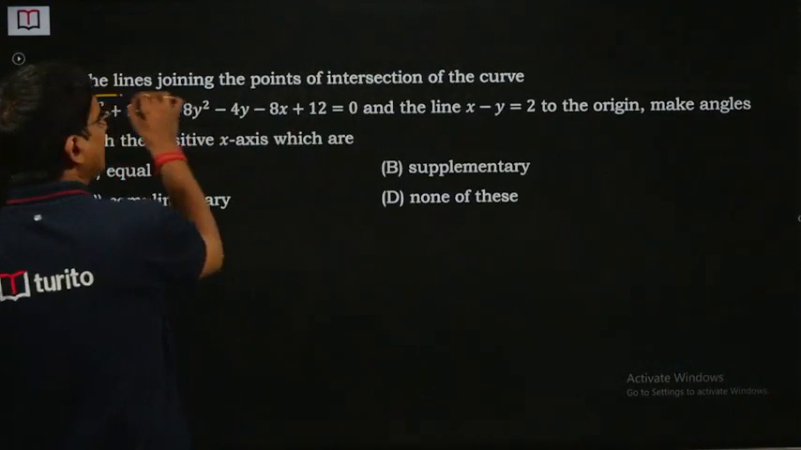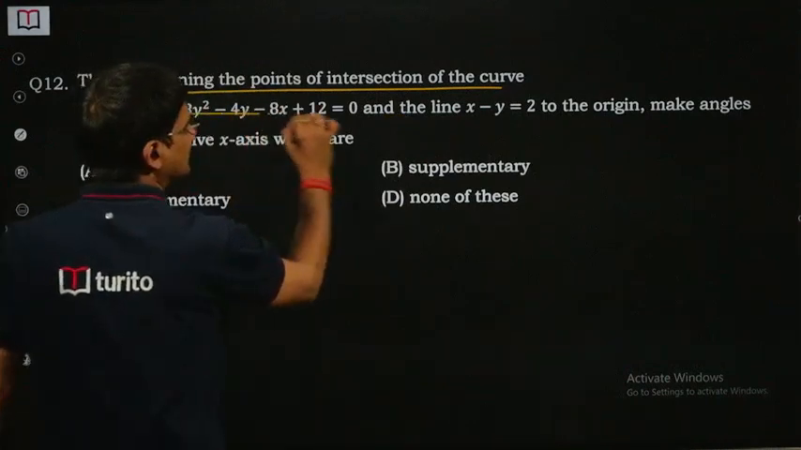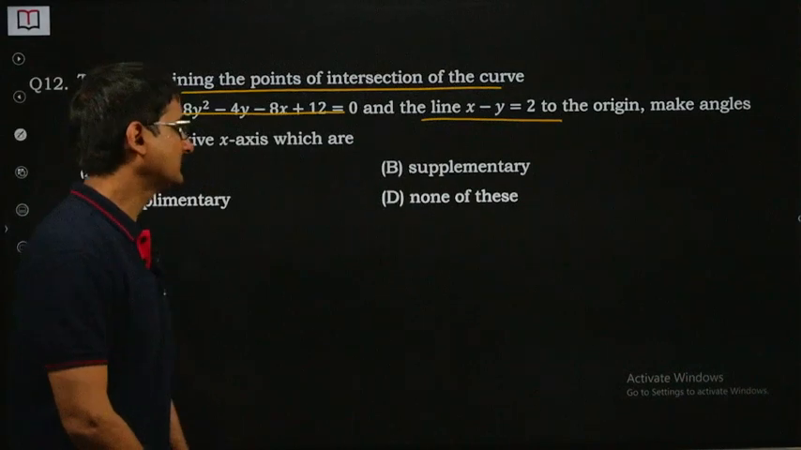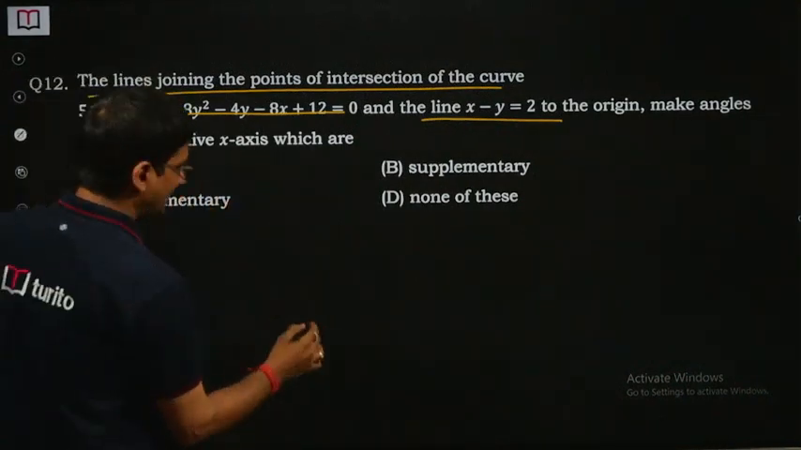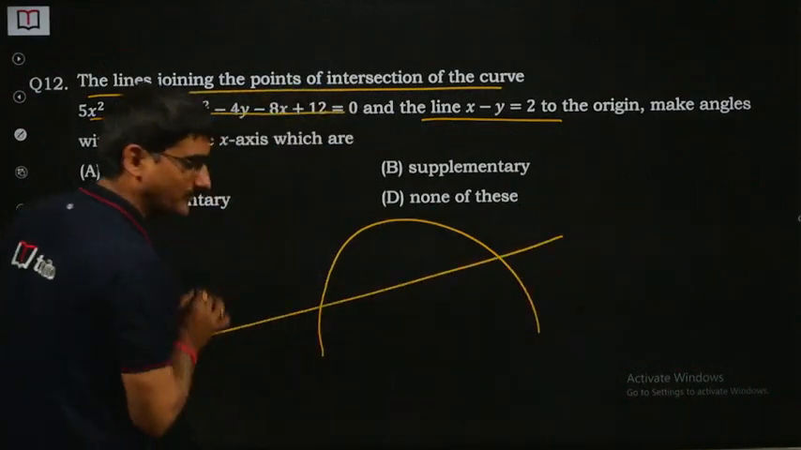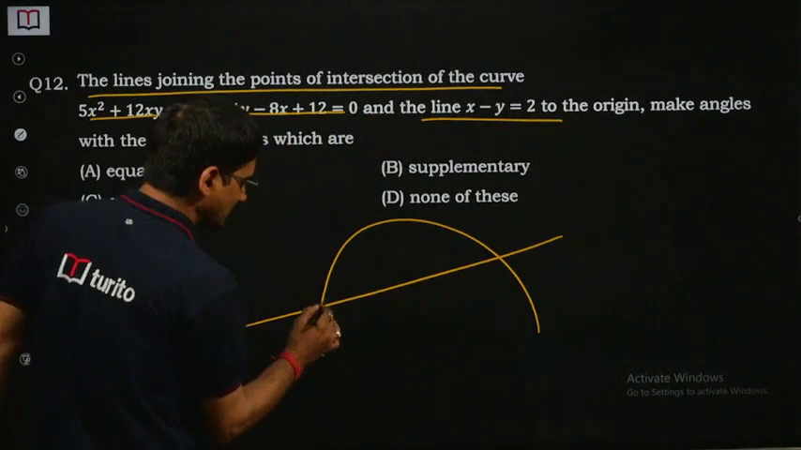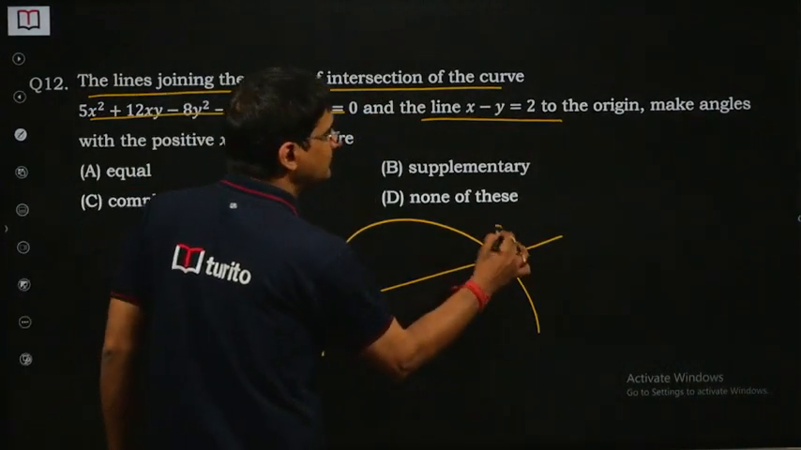The line joining the points of intersection of the curve and the line to the origin makes an angle with the positive x-axis. Okay, see, again, that's a simple direct question of homogenization. The line joining the points of intersection of the curve and the line. So let's say these are the points of intersection to the origin.